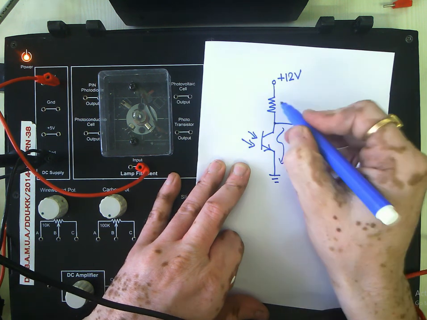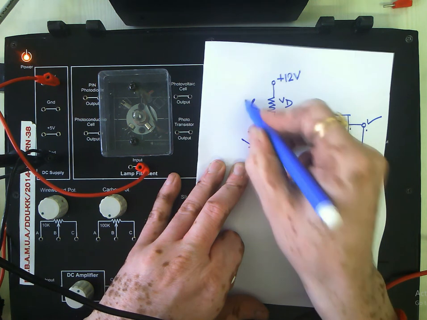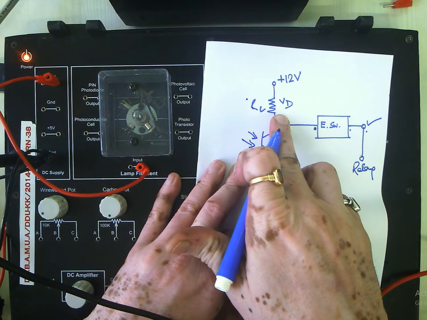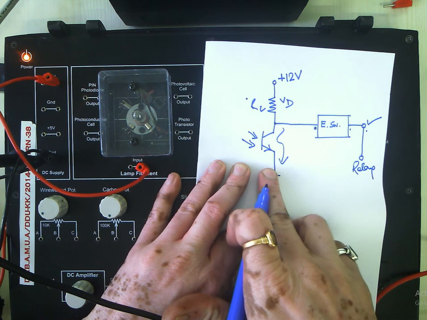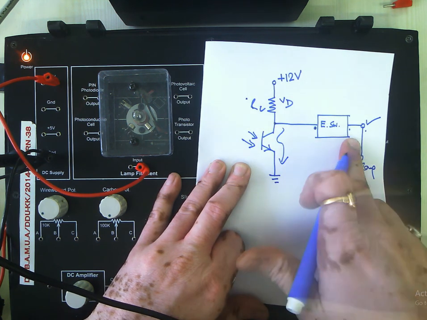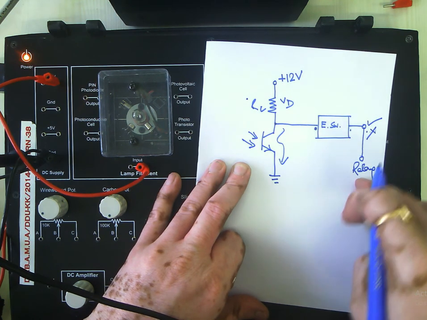So there will be a voltage drop right now across this collector resistance. There will be voltage drop here. So voltage across the transistor will drastically decrease. So your electronic switch will become deactivated and your relay will also become deactivated.